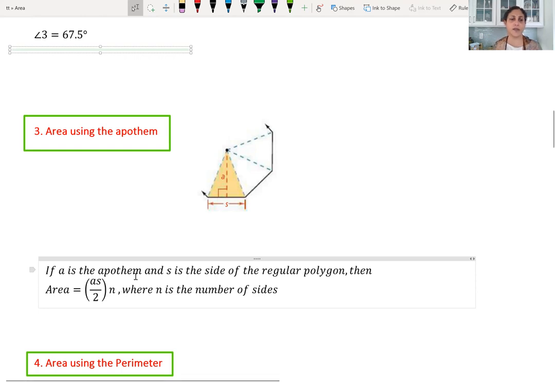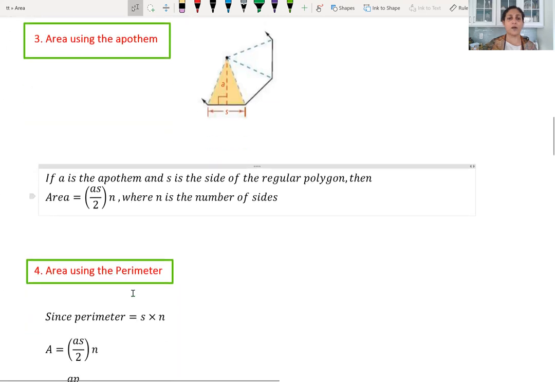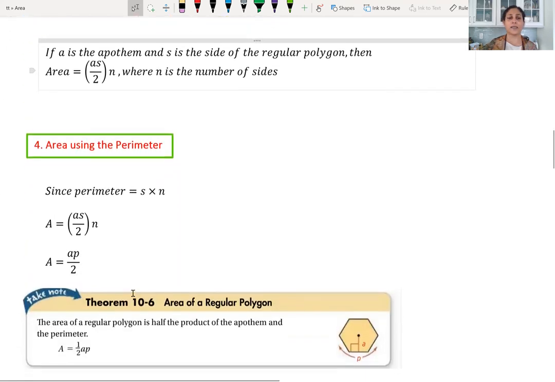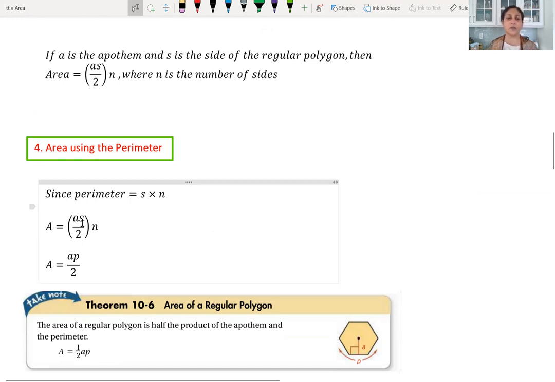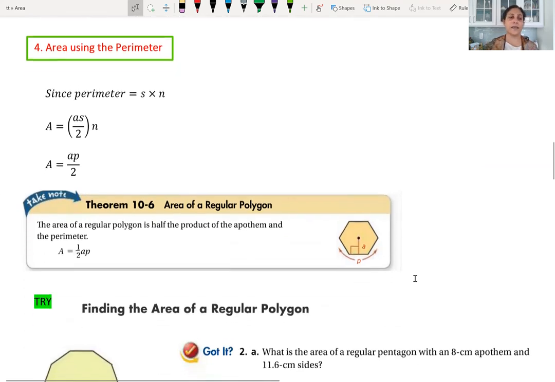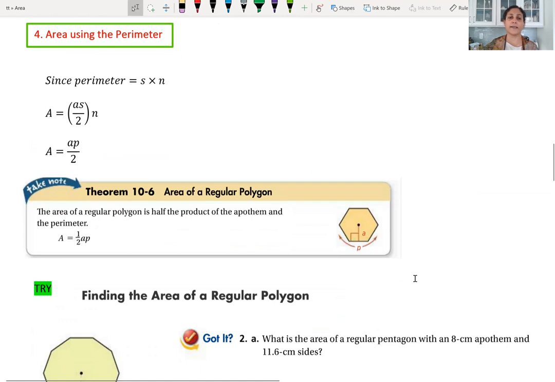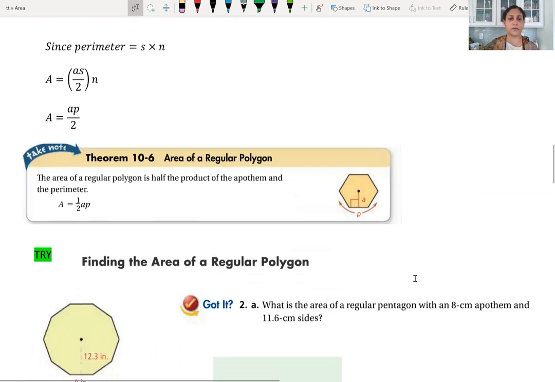So the area using the apothem is A times S over 2, which is one triangle, times N, which is the number of sides. However, we know that perimeter is side times the number of sides. So if I simplify this, it's ASN over 2, and S times N is perimeter. And this is the formula you're going to use most often, that the area of a regular polygon is half the product of the apothem and the perimeter.